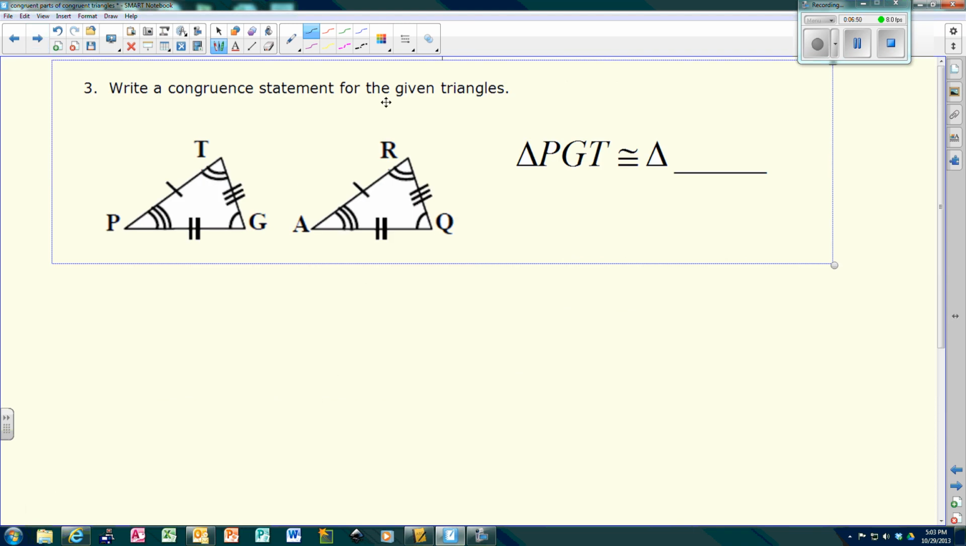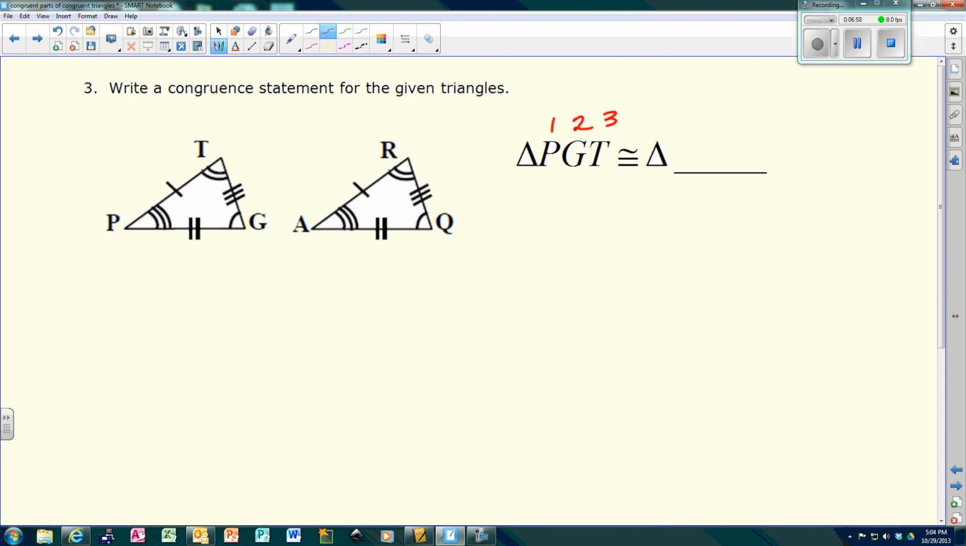So if I'm going to write a congruence statement for this triangle, I would look at 1, 2, 3. See how angle 1 has 3 marks? Well, I'll look over here. That one has 3 marks, so that's also a 1. This one has 1 mark, so this one gets a 2. So that means these two are going to be congruent because they have the same marks.